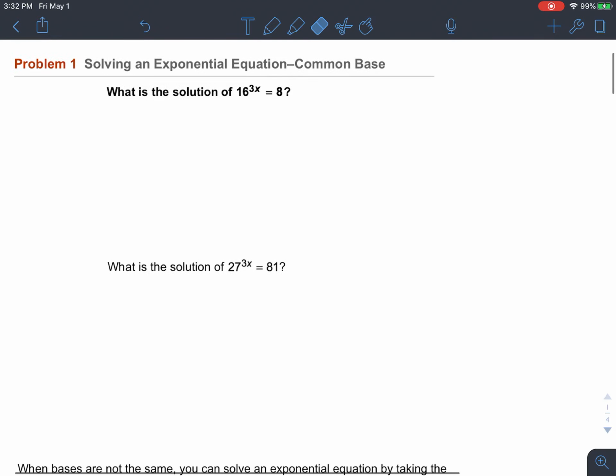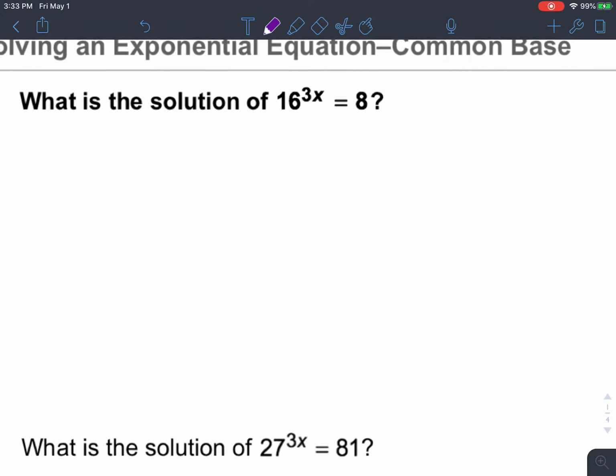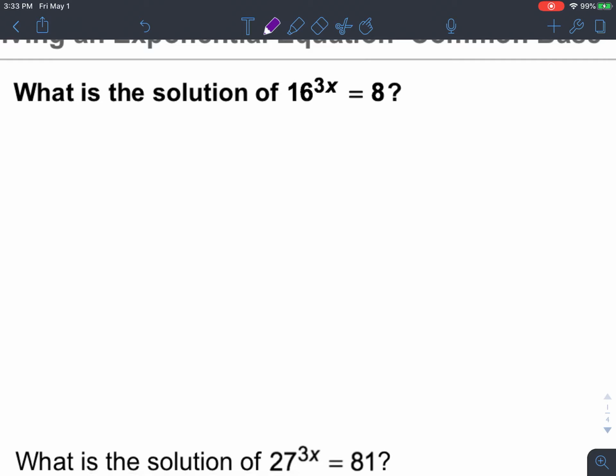There's a couple of different ways you can solve these, and depending on what you're given is going to be what the best method will be. So let's look here. What is the solution of 16 to the 3x equals 8? Well, you might be able to notice that 16 and 8 can both be changed into the same base with different exponents. And it's usually easier to just make the base as small as you can.